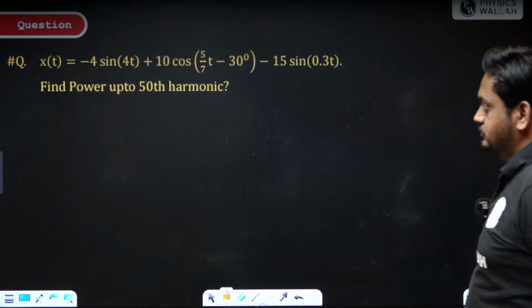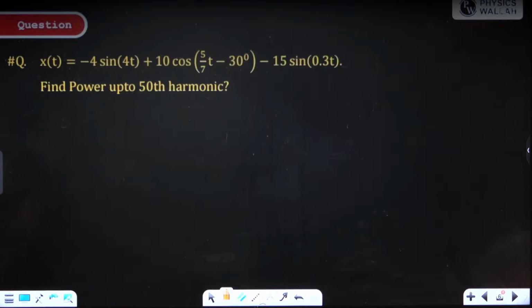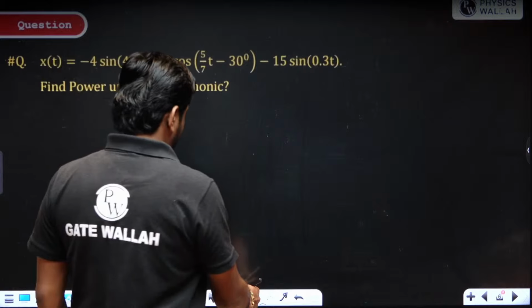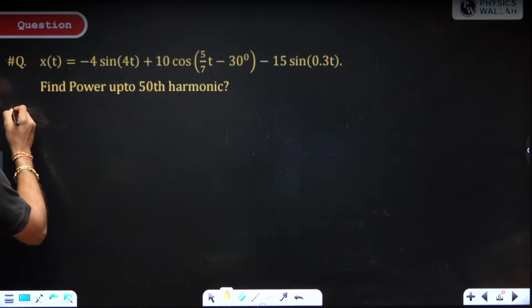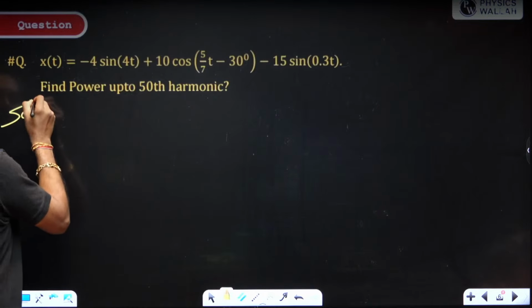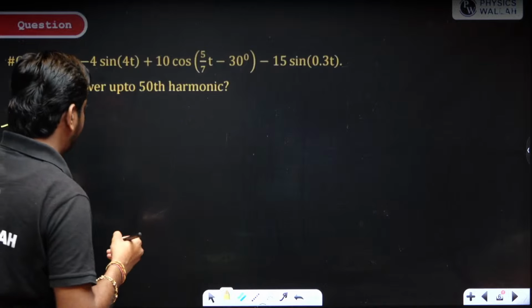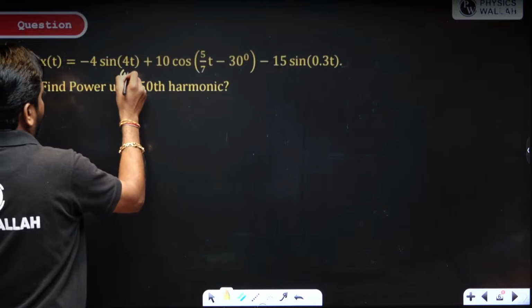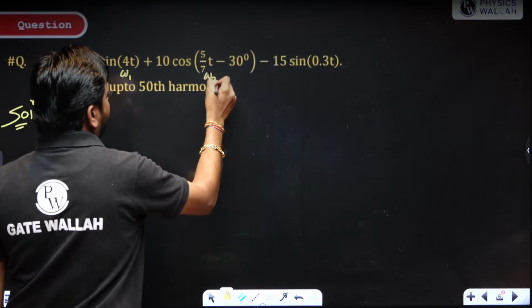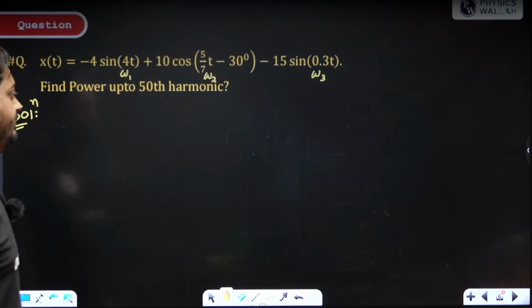Now see, x of t is given, find power up to the 50th harmonic. This is a question from the Fourier series. So first of all, we have to find the harmonic numbers, guys. Then we can find power up to a certain harmonic or power in a particular harmonic. Here different frequencies are given: omega 1, omega 2, omega 3. And the Fourier series is defined, so of course this is a periodic signal.